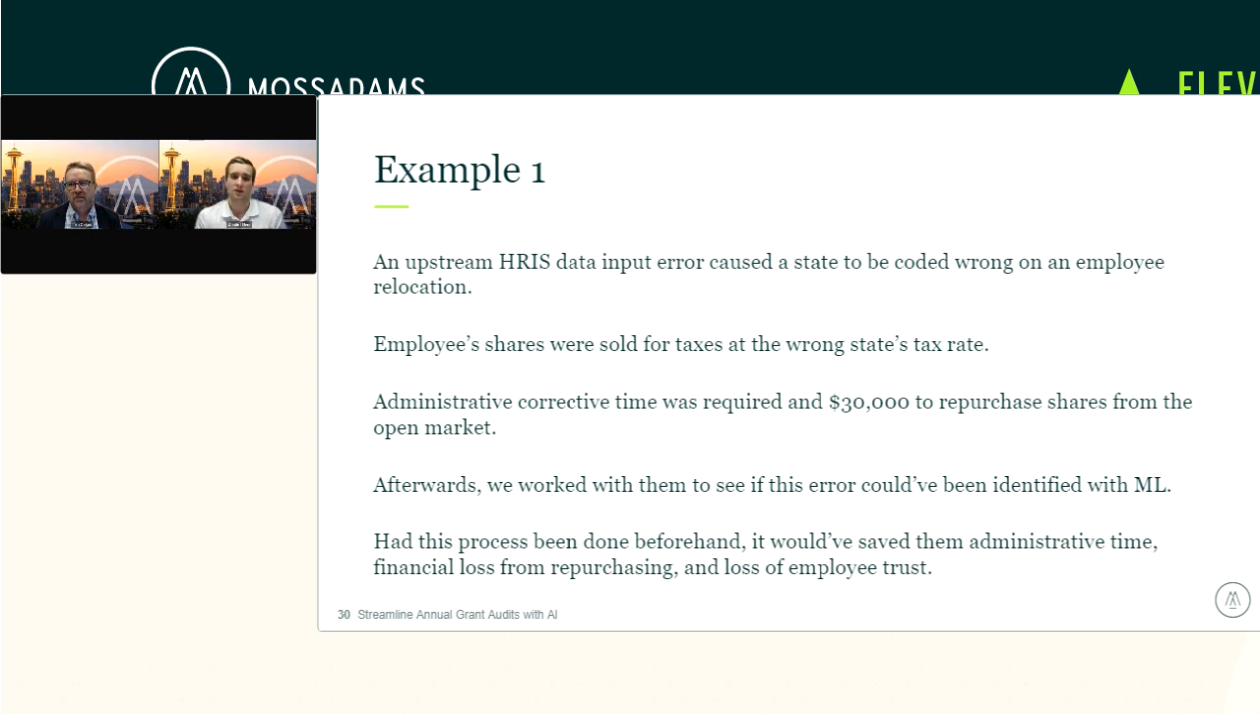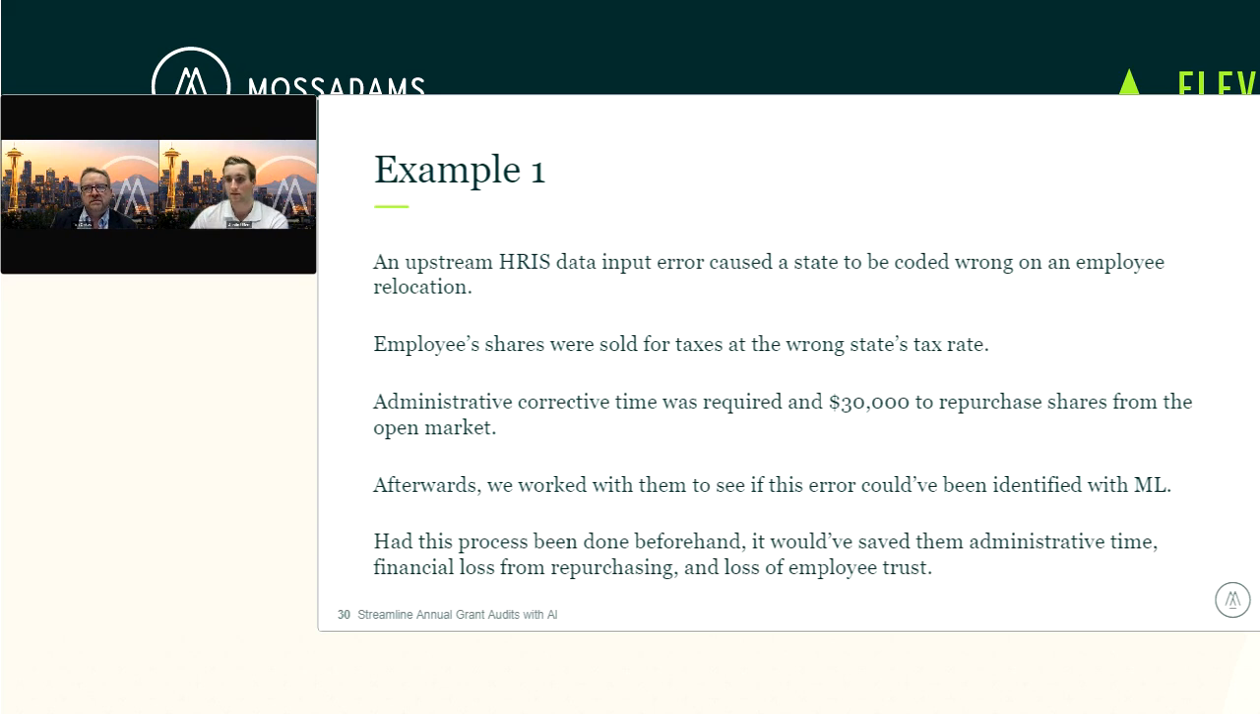What ended up happening is the employee noticed, hey, I got taxed at the incorrect amount for this. So the team had to go back and ask, what went wrong? They identified that there was an incorrect state code, and then they had to repurchase shares from the open market in order to compensate that employee for their shares. And by that point, the stock price had risen, so they ended up having to spend more money than they would have otherwise expected.